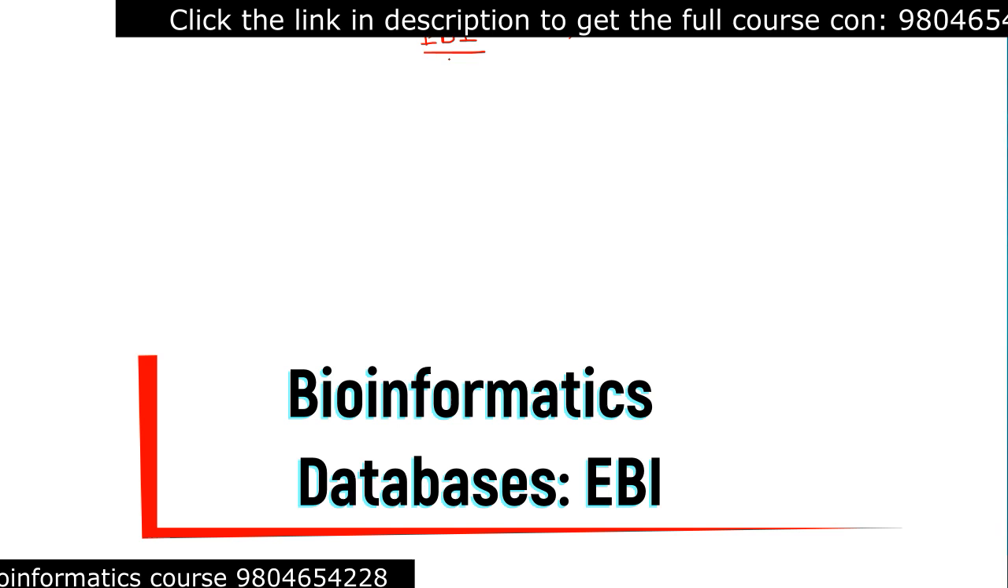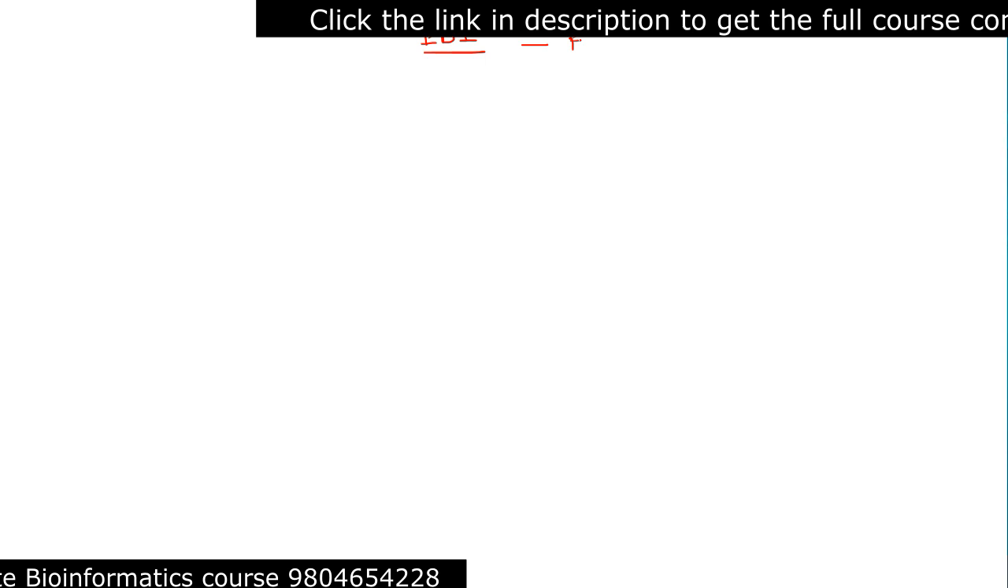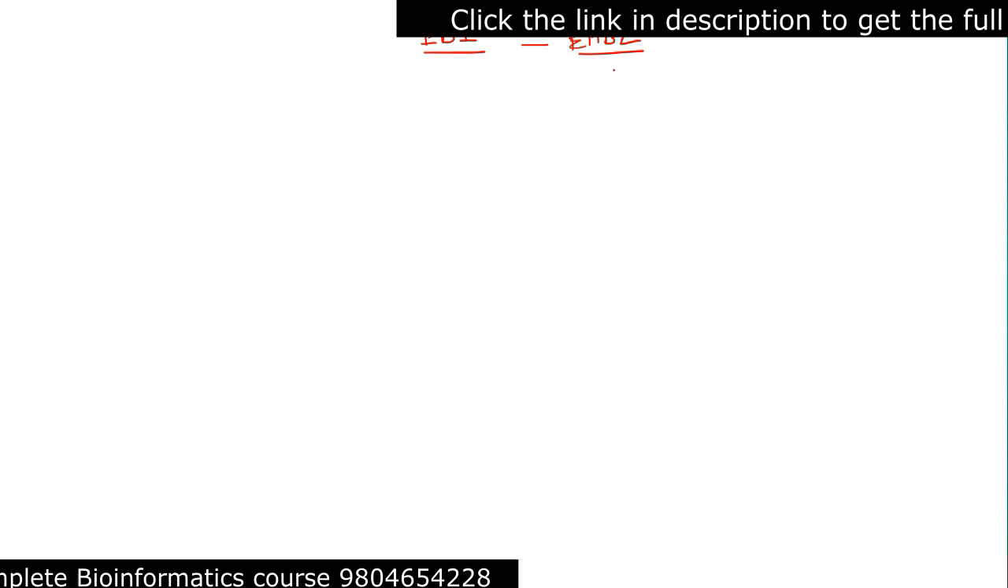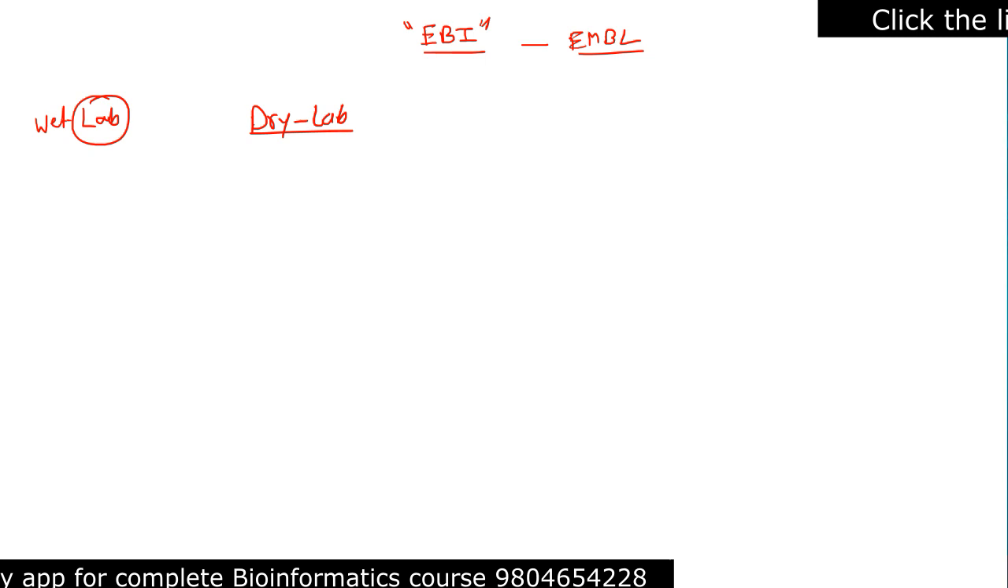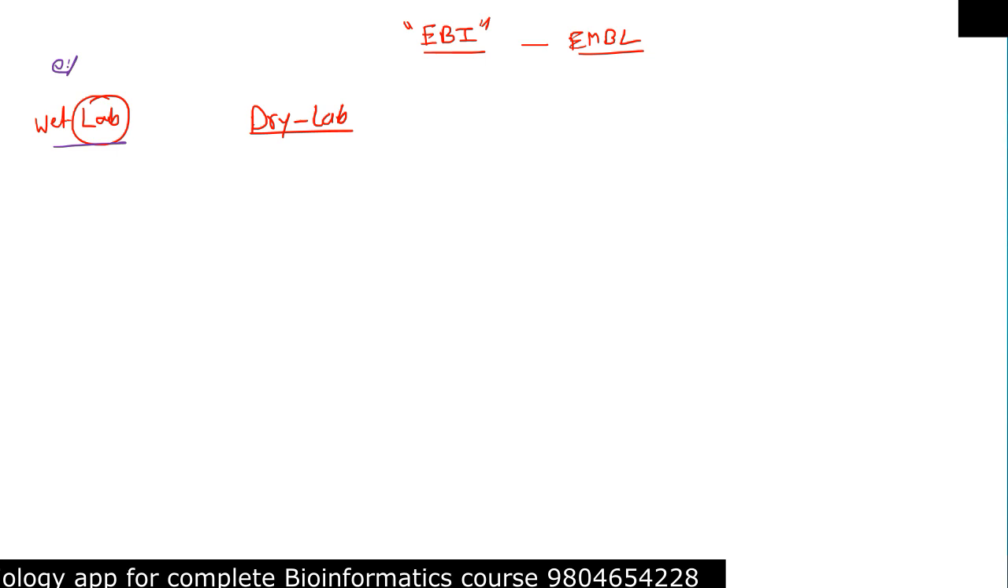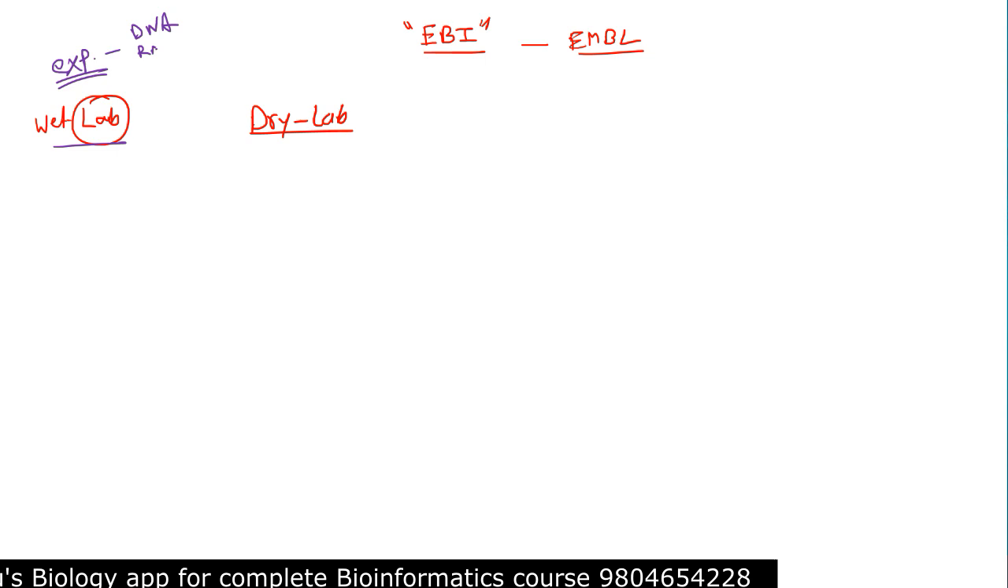So the European Bioinformatics Institute is under EMBL. What is the full form of EMBL? European Molecular Biology Laboratory, EMBL. They provide the bioinformatics information. It's very important that we have a wet lab facility, and then we have a dry lab facility. What is the difference between the wet lab and dry lab and crosstalk? Let's understand. We have the wet lab where we run all the experiments. Experiments on DNA, RNA, experiments on protein, all these things we perform.